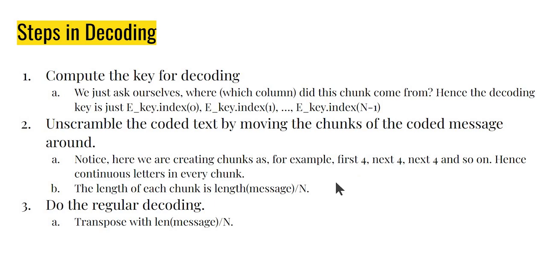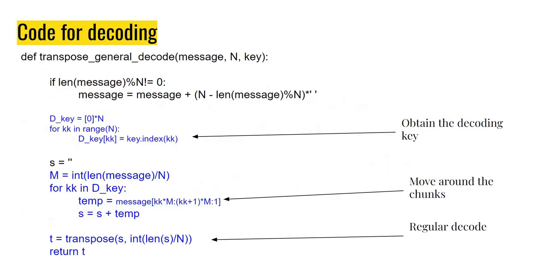But the point here is we are not reading every 4th or every 5th element. We are reading contiguous chunks, and hence the slicing has to take care of this. And finally, once we are done with this, we just transpose this message with length of message by n, because that is the regular transpose decoding. So these are the 3 steps that we are going to follow. In fact, the code will follow exactly the same logic.